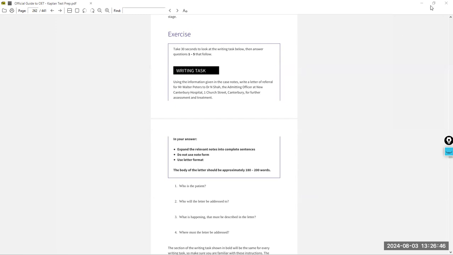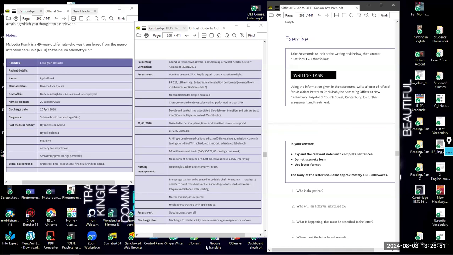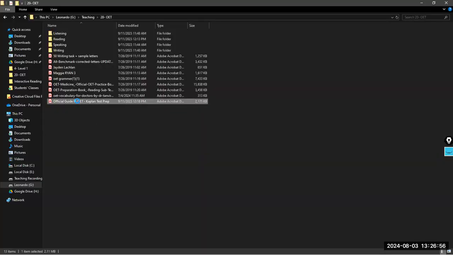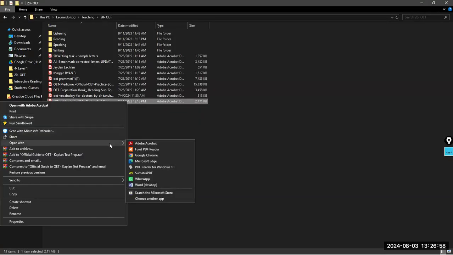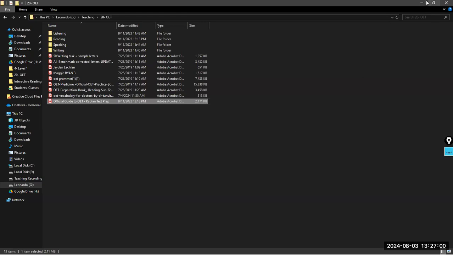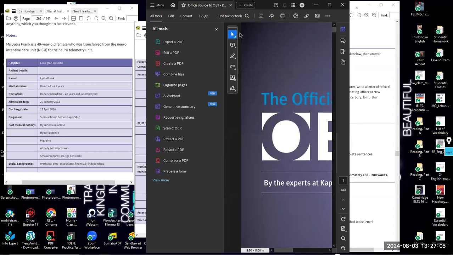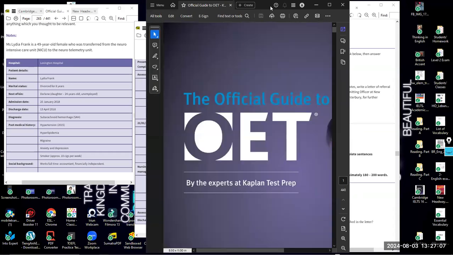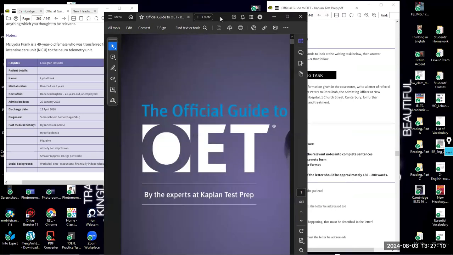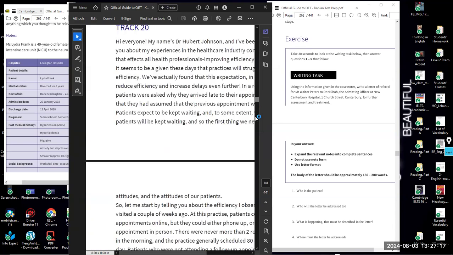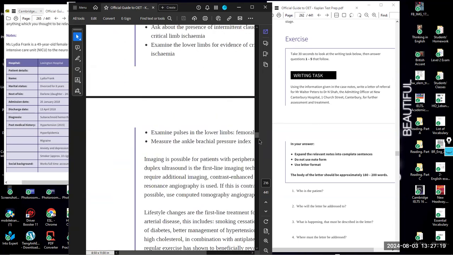Okay, the 30 seconds is finished. Now my job is to show you the answers. So let me open the book and let me now show you the answers to these questions. And you have to know if your answers now are correct or maybe you have some mistakes. Okay, so these are the questions. And let me show you now the answers. So let me scroll down.